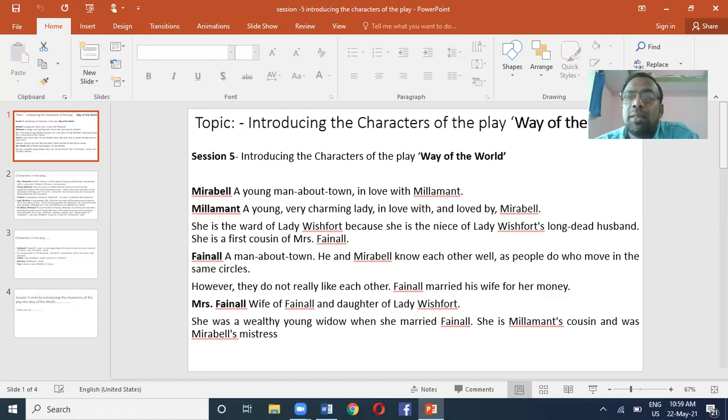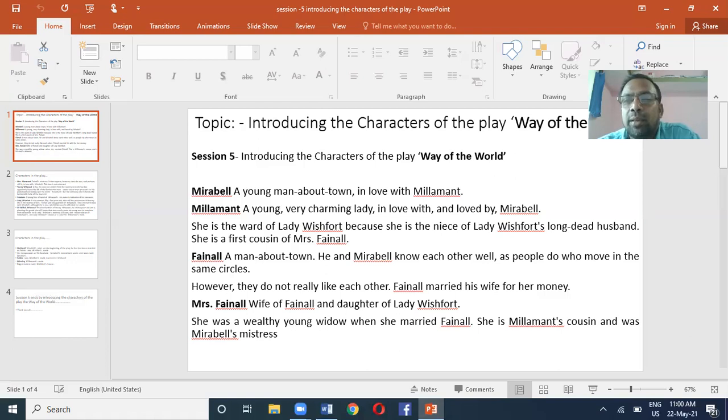And she was young and energetic, and she was seriously loved by Mirabel. This is quite clear for you. And when we come to Mrs. Fainall, there should be a Mr. Fainall, that is the husband and the wife. It relates like this: Mr. Fainall, a young man about town, was also like Mirabel, and they were close friends. They were contemporaries, the same age group. He and Mirabel know each other well.